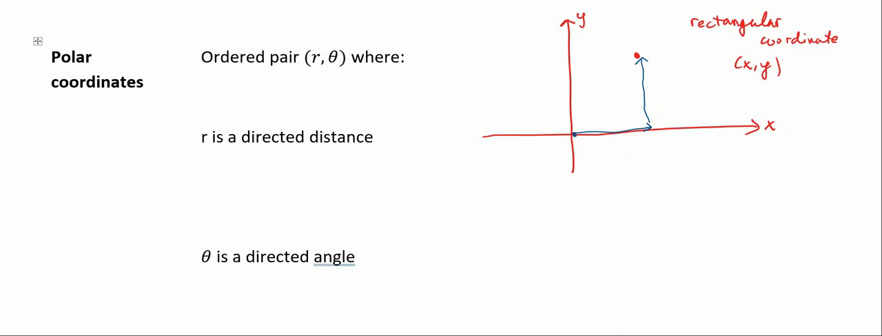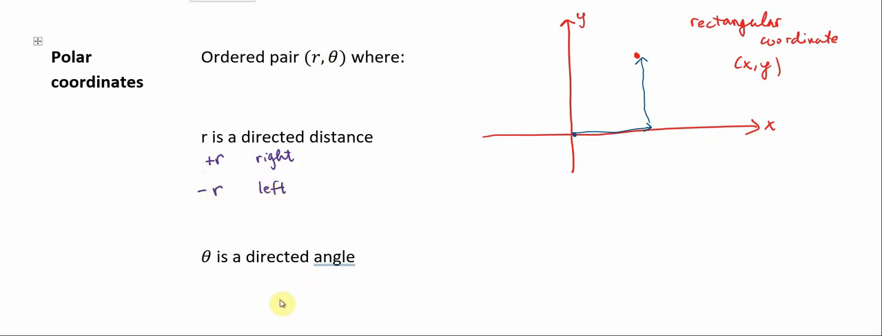Okay. Now polar coordinates take a little different approach, where we are still using the xy plane, but the way we describe this point is a little bit different. We use an ordered pair r and theta, where r is a directed distance. So we're always starting at the origin. Positive r means that we are going to the right. Negative r means that we are going to the left.